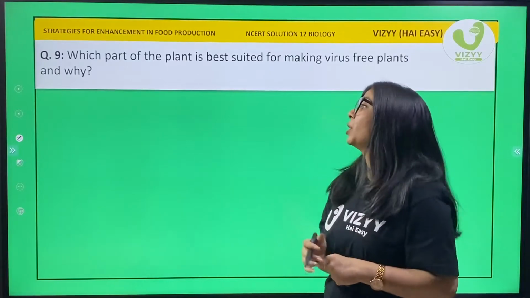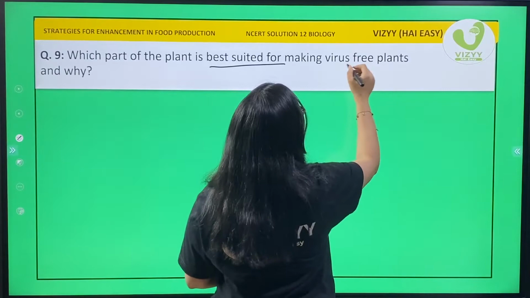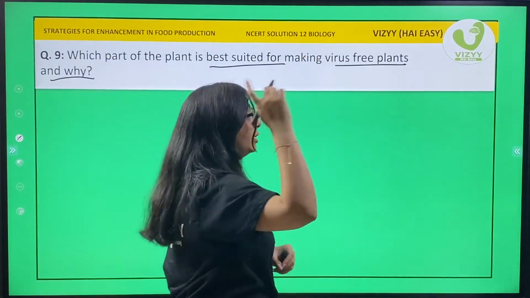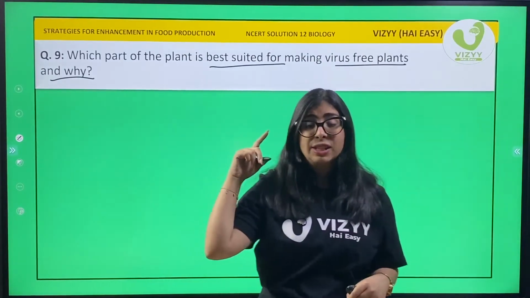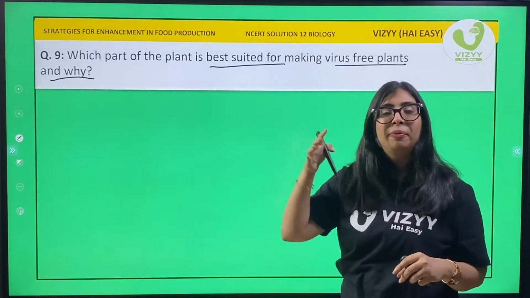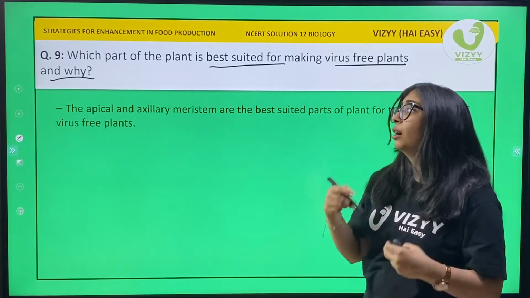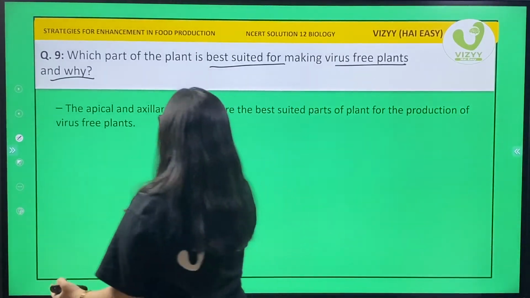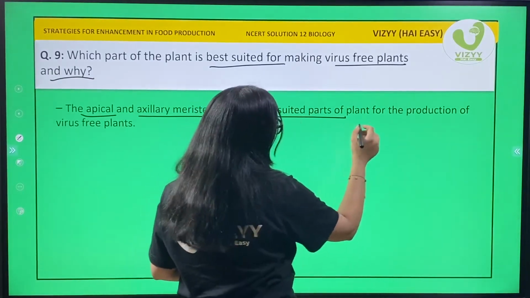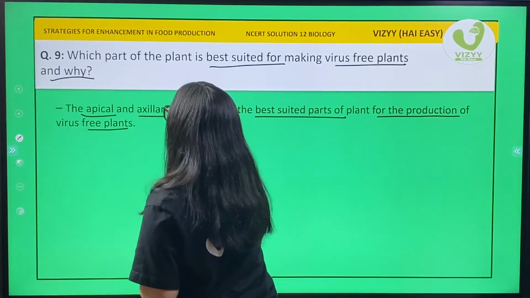Question 9 here says, which part of the plant is best suited for making virus-free plants and why? So the tip of the plant is used to make virus-free plants because the tip will have meristematic tissue. Let's see the answer. Apical and axillary meristem are the best suited parts of plant for the production of virus-free plants.